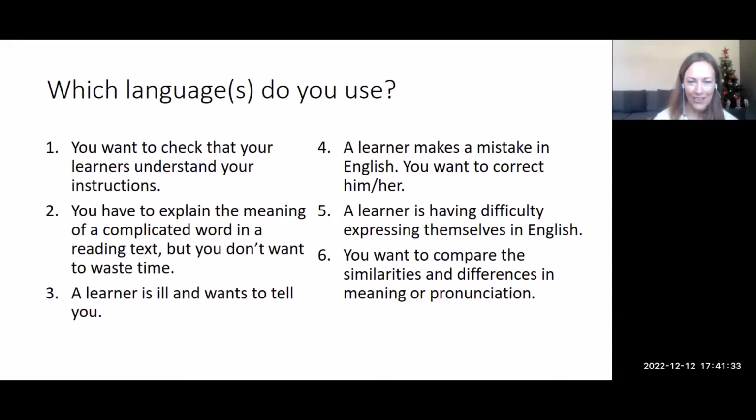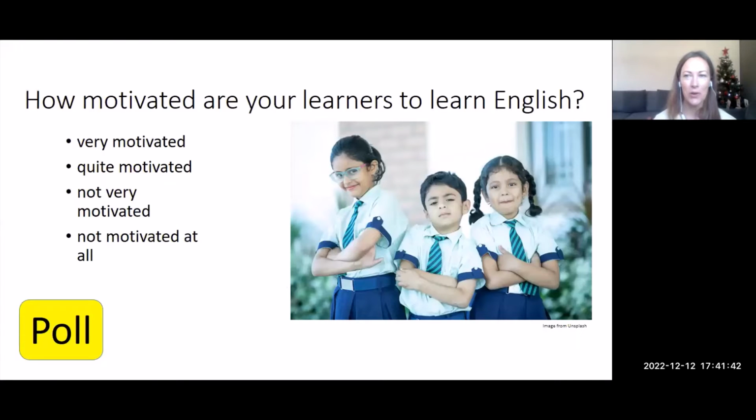But for now, your next task is to think about your learners and think about how motivated are they to learn English? So if you're joining us on Facebook, can you let us know in the comments how motivated your learners are? You can choose from those 4 on the screen. And those of you in Zoom, you should be able to see our poll and choose the option that best describes your learners. So hopefully the poll will appear in a moment.